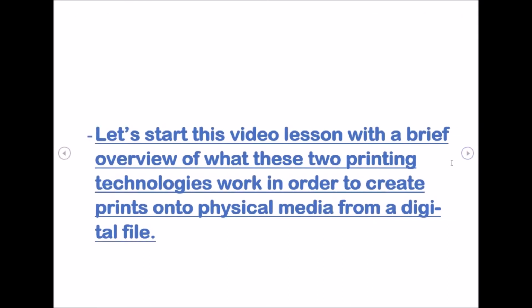So let's start this video lesson with a brief overview of how these two printing technologies work. Let's just say how these printing technologies work in order to create prints onto physical media from a digital file.